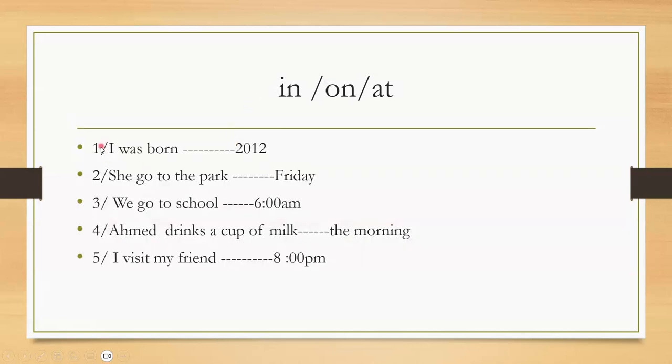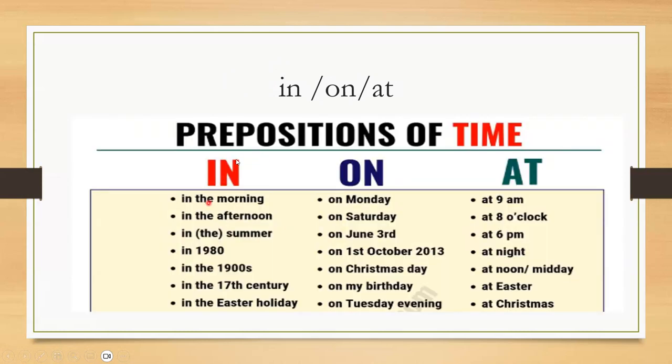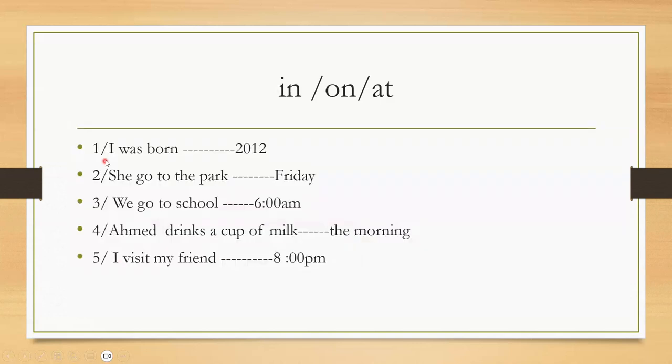Let us practice. Number one, I was born dash in 2012. I will use, with years, I will use, yes, good job, in. I was born in 2012. I will use in. In with like in 1980. I was born in 2012.